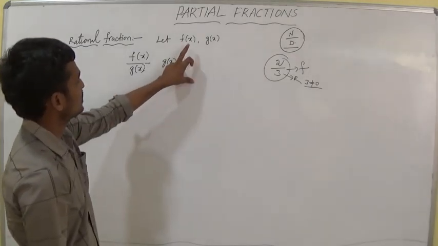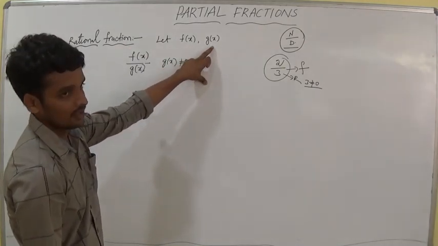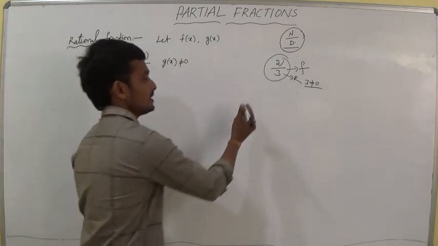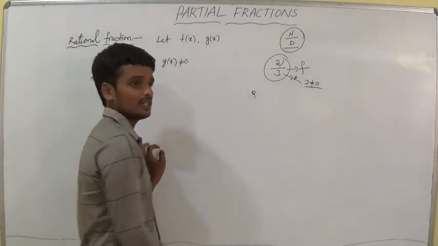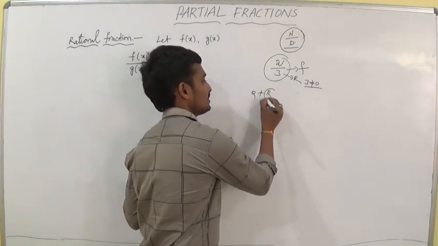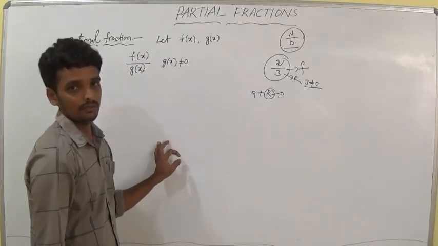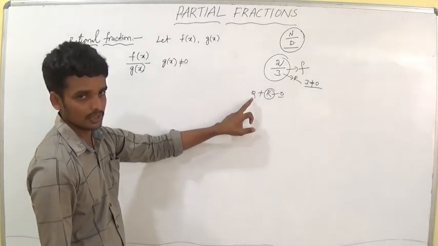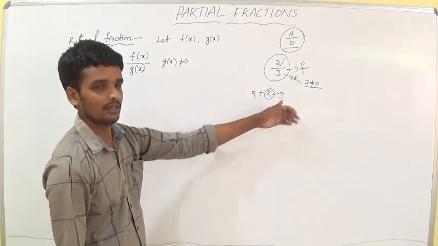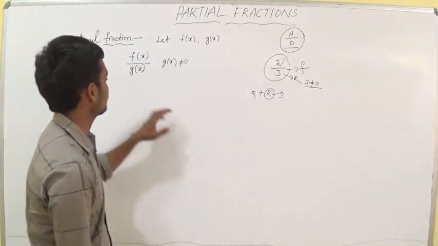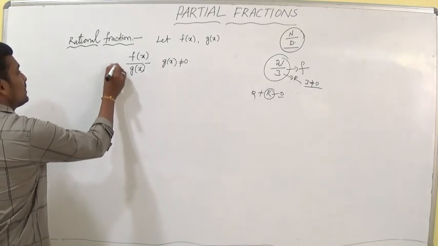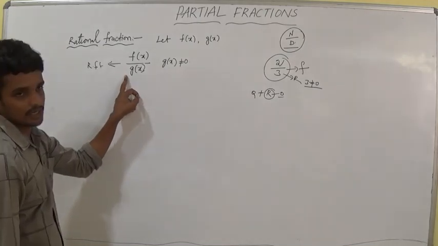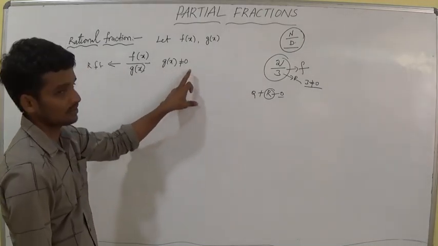In a rational fraction, the two functions are divided. If you divide two functions, you get some quotient. Sometimes you get a remainder, or sometimes the remainder is 0. If you divide two polynomials, you definitely get a quotient, and the remainder is either 0 or some other number. So a rational fraction is f of x by g of x, where the denominator g of x is not equal to 0.